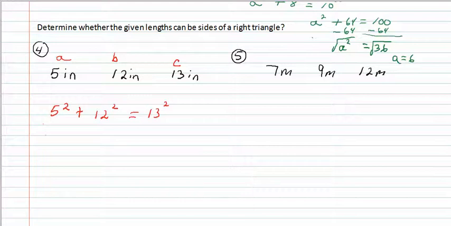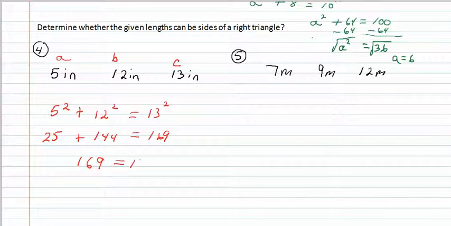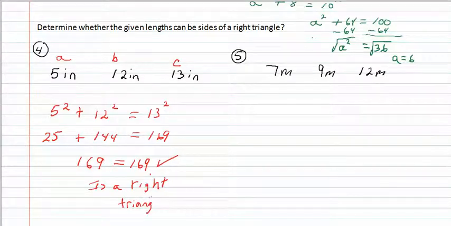So I'm just going to go ahead and do the math. 5 times 5 is 25. 12 times 12 is 144. 13 times 13 is 169. Then I do the math and I add these together. 25 plus 144 is 169. If they are equal to each other, which these are, this is a right triangle. Okay? So that's how you determine if it's a right triangle. Once you do the math and they're equal to each other, it's a right triangle.